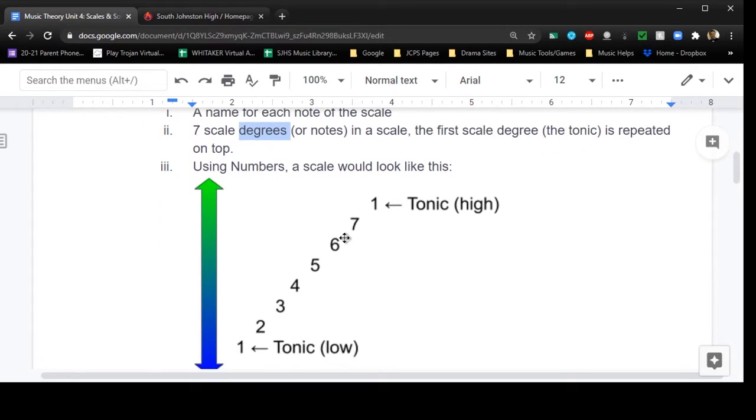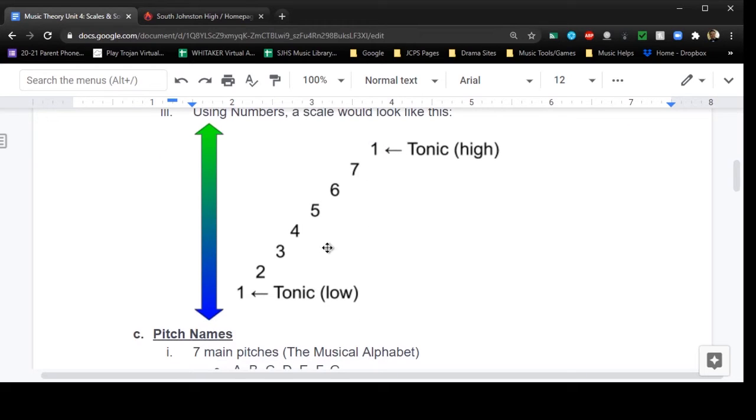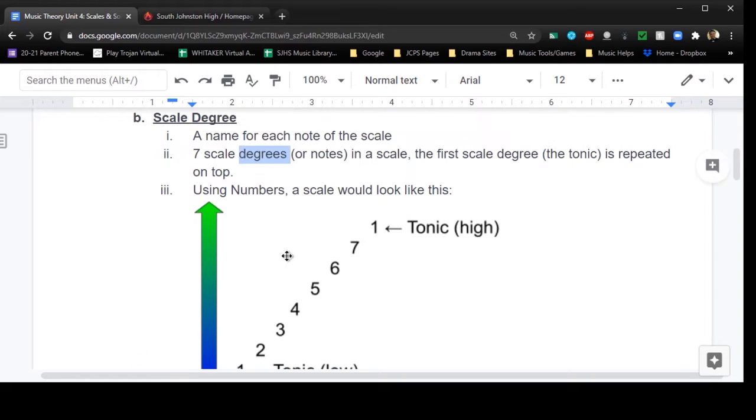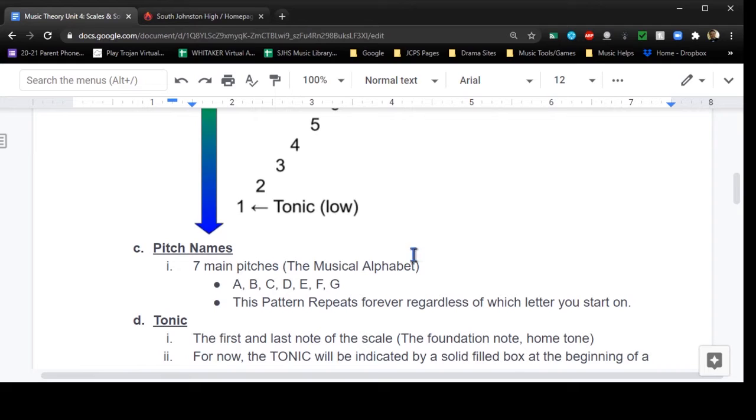Using numbers, you can also make a scale, and the scale would look like this. This little diagram starts from the lowest tonic all the way up to the highest tonic note. The tonic note would be scale degree number 1, the first note, then 2, 3, 4, 5, 6, 7, and then the tonic on top again, scale degree number 1. So we're going from lowest all the way to the highest. Now you can use numbers, but you can also use the pitch names. This is just a way of labeling, a system of labels for right this moment.